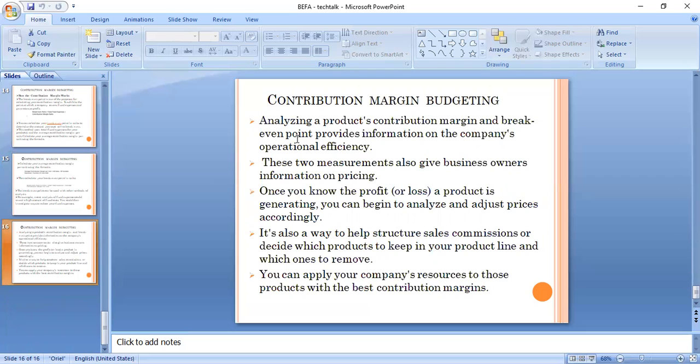Once you know the profit or loss a product is generating, you can begin to analyze and adjust prices accordingly. It's also a way to help structure sales commission or decide which products to keep in your product line and which ones to remove. You can apply your company's resources to those products with the best contribution margins.